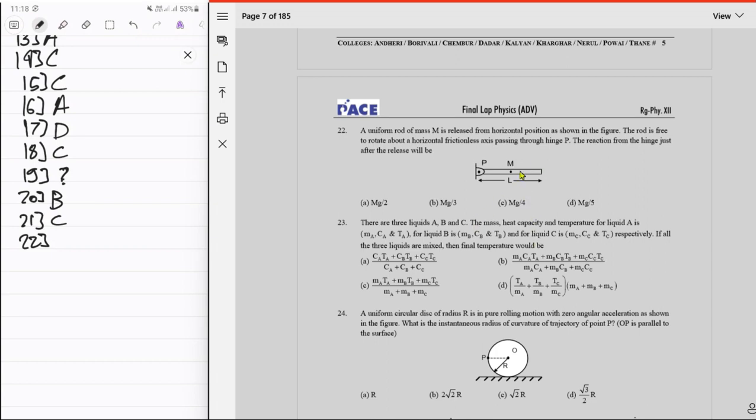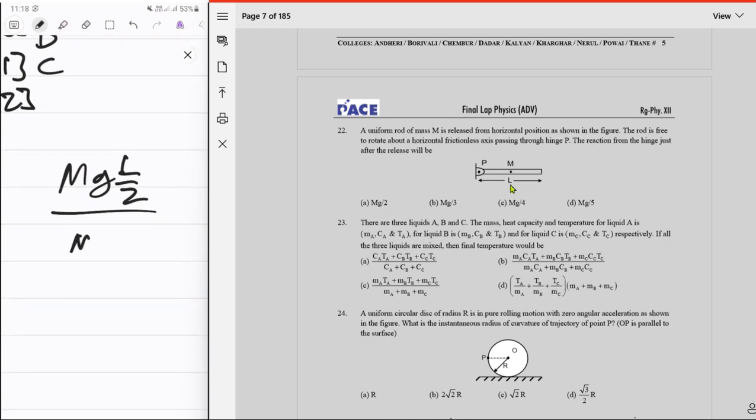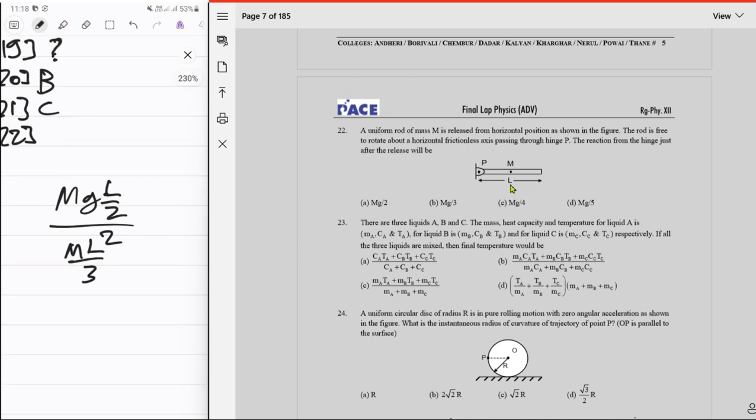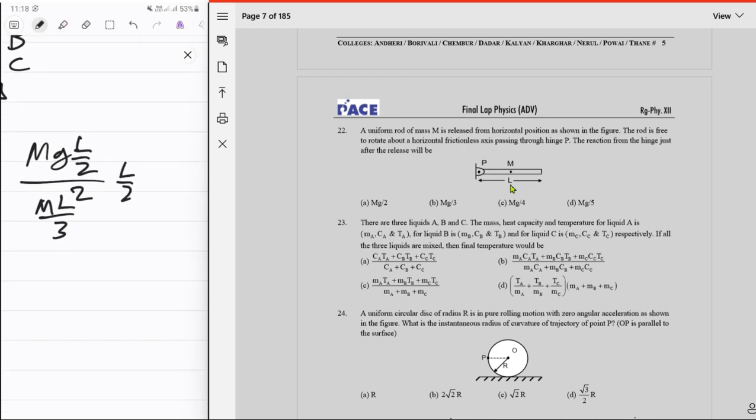First of all, we'll actually have to figure out कि इसका acceleration क्या है, right? So that's just going to be mg L upon 2, that's our torque, upon the inertia about P, which is ml squared upon 3, and that times L upon 2. That's our acceleration for the center of mass, right? Oh yeah, because that's what we're saying, sure.